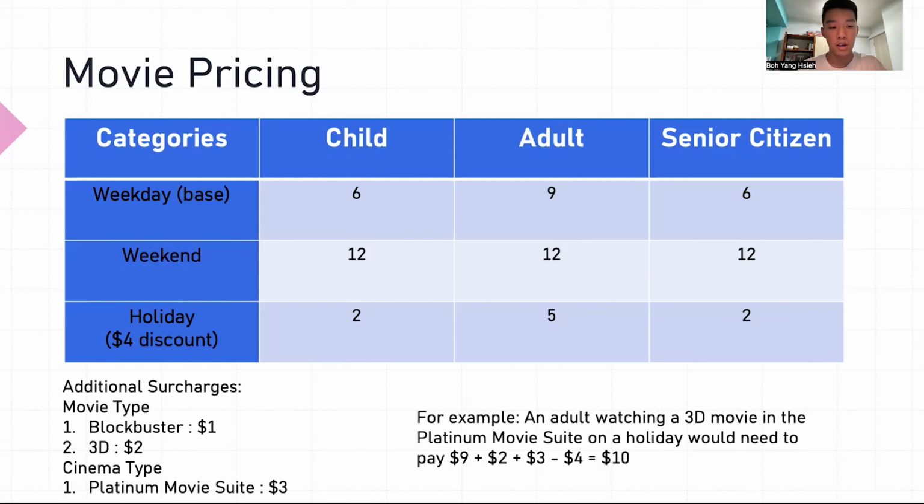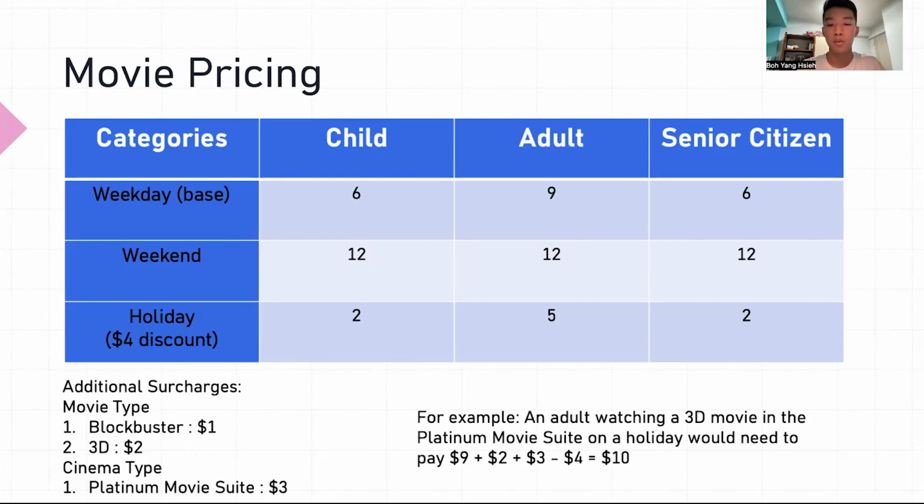There are also additional surcharges. For movie type of blockbuster, there's a surcharge of $1. For movie type 3D, there's a surcharge of $2. There's also a surcharge for cinema type, where Platinum Movie Suite is a surcharge of $3 extra.